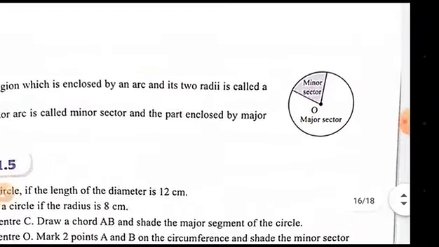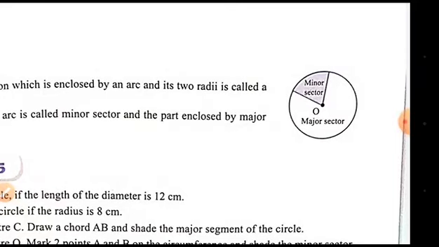Sectors. We take a portion which makes an angle theta on the center of a circle, then this small portion which is cut out from the circle is known as a sector. Sector is also of two types, minor sector and major sector. If we take a small portion which is covered by a small arc and makes an angle on the center, then this small portion is known as a minor sector.